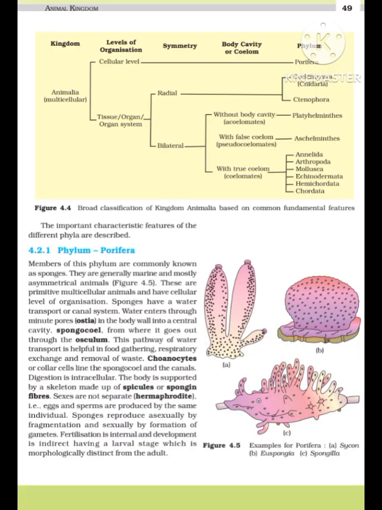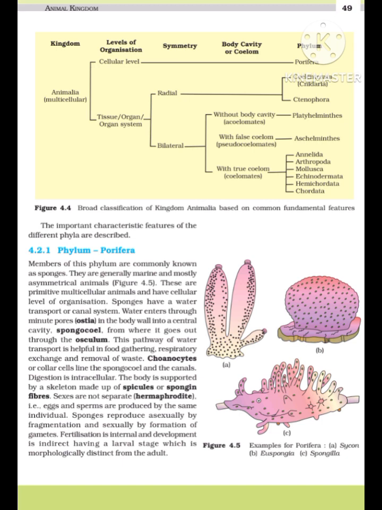Echinodermata exhibits radial or bilateral symmetry depending on the stage. Figure 4.4: Broad classification of kingdom Animalia based on common fundamental features. The important characteristic features of the different phyla are described. 4.2.1 Phylum Porifera. Members of this phylum are commonly known as sponges.